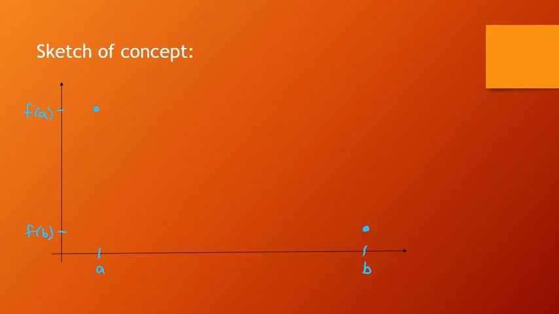Because we're assuming that the function is continuous over this entire interval, one of our hypotheses of this theorem, because it's continuous, I can draw the graph that goes from a comma f of a to b comma f of b without lifting up my pen. And it doesn't matter what the curve looks like.